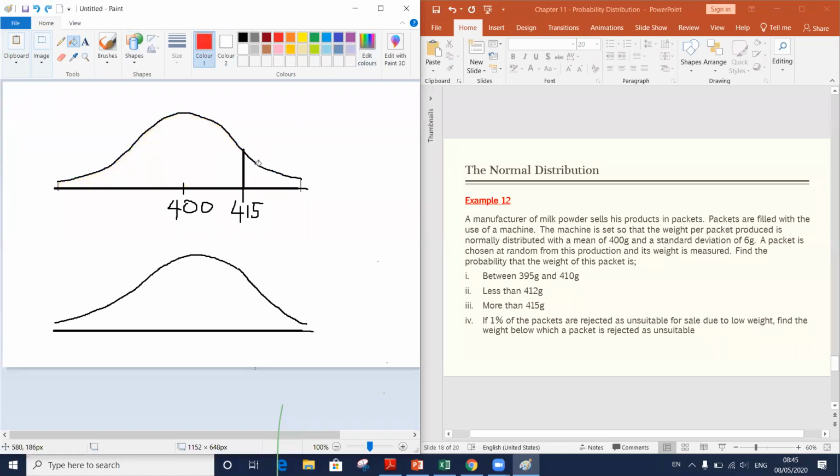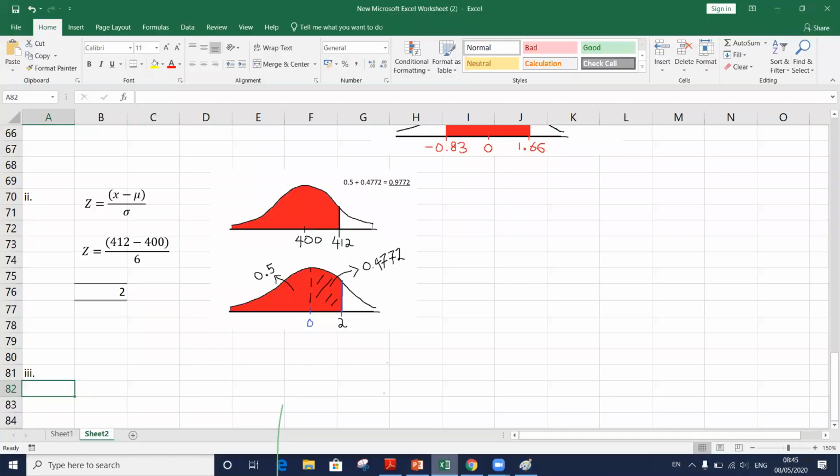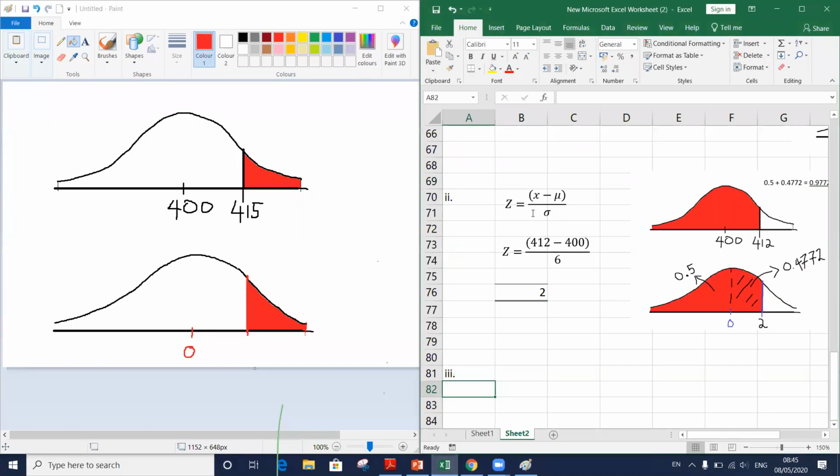Then what we can do now, it is easy. The z value relevant to the mean is always zero, we know that. What we need to find separately is, when it is 415 grams, what should be the relevant z value? What should be the z value here? For that we can use the z formula.